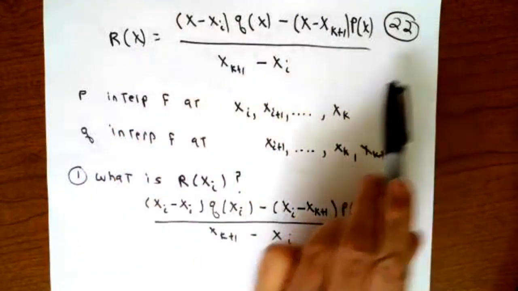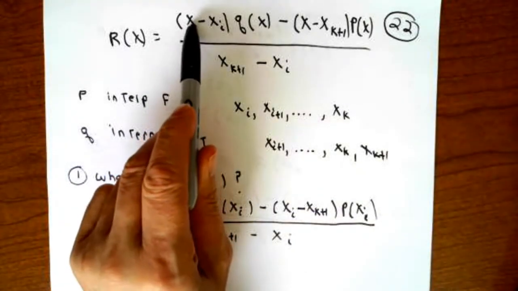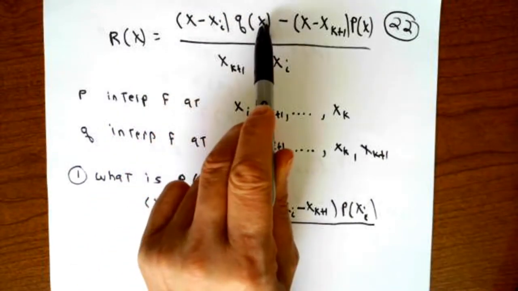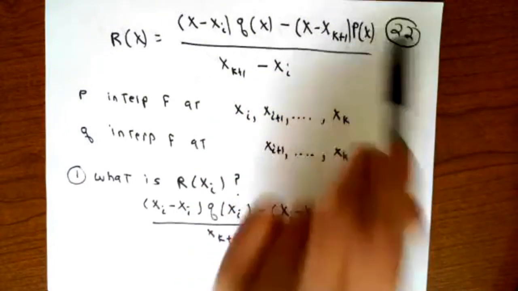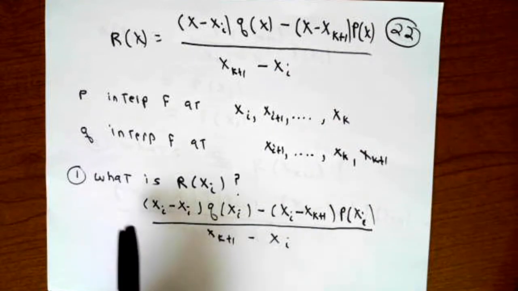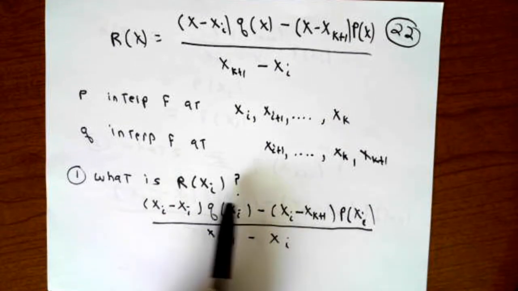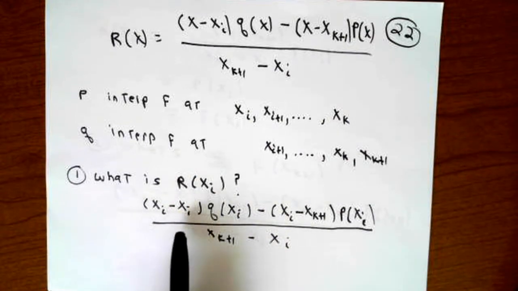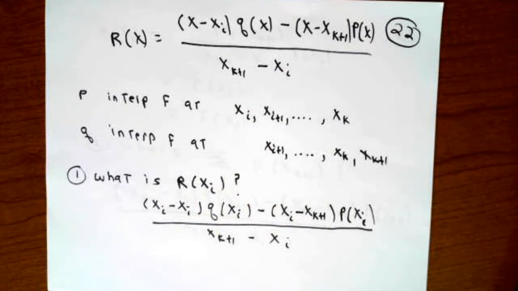R of x is this polynomial. So if I wanted to evaluate this polynomial r at x equals xi, I would replace this with xi, that with xi, that with xi, and that as well. If you do that, you can write down the result, and you immediately notice one thing. Upstairs in the first term, you have a factor of xi minus xi, so this first term is 0, and I don't care what q at xi is.